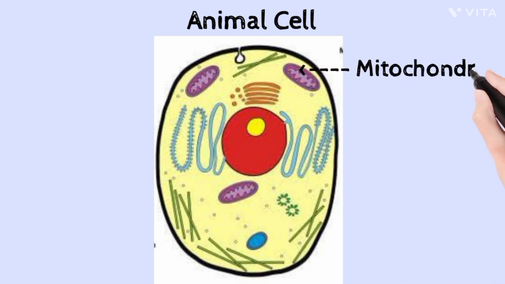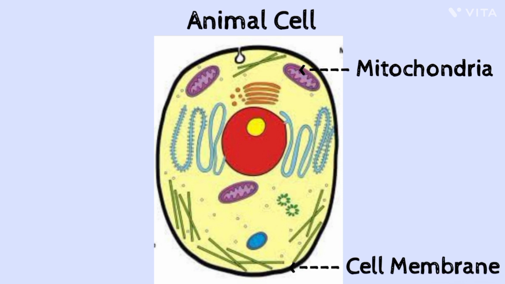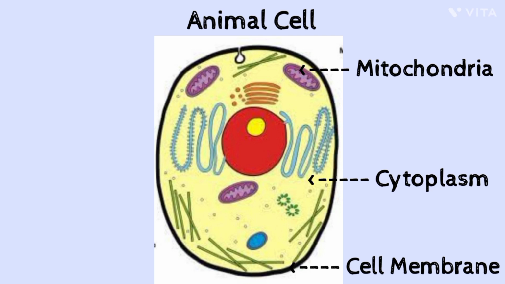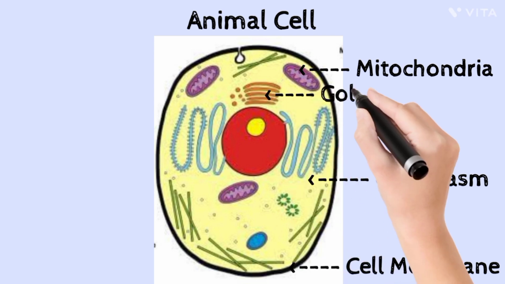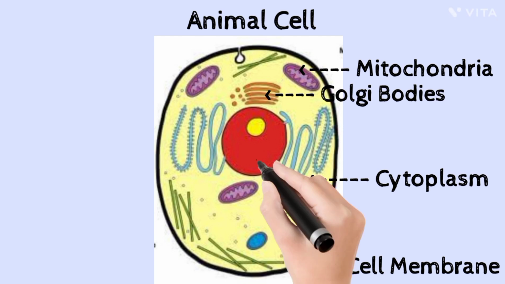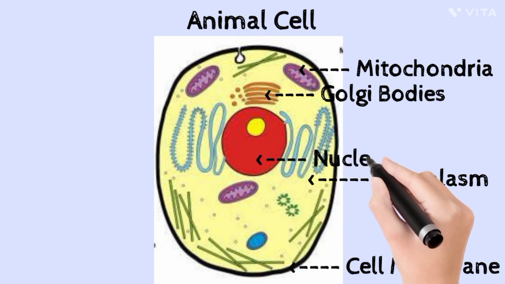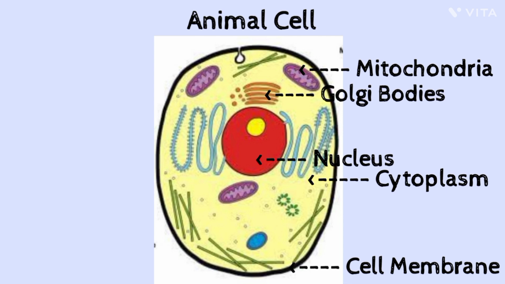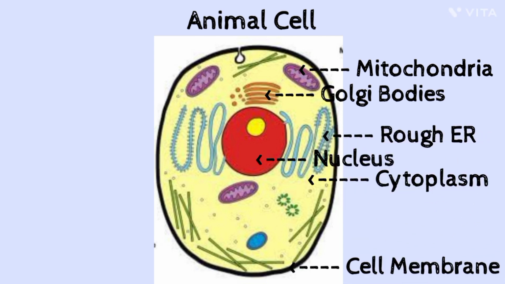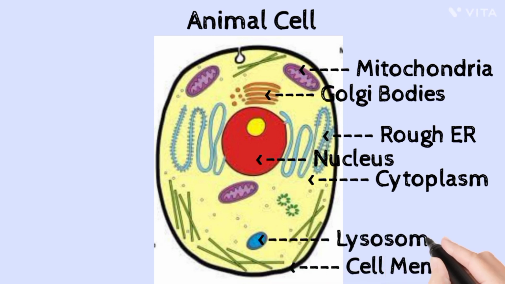The purple part is known as the mitochondria, which is the powerhouse of the cell. The black border is the cell membrane. Yellow part is the cytoplasm. The orange part is the Golgi body. The red part is the nucleus, which is the brain of the cell. Rough ER or endoplasmic reticulum. It is said to be rough ER because it has ribosomes on it.